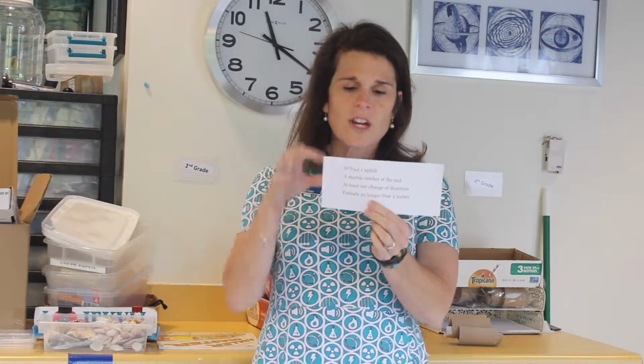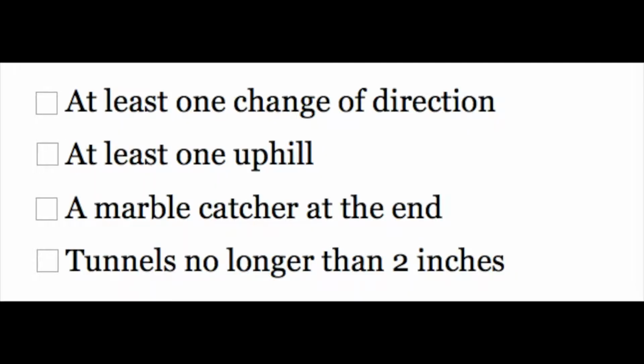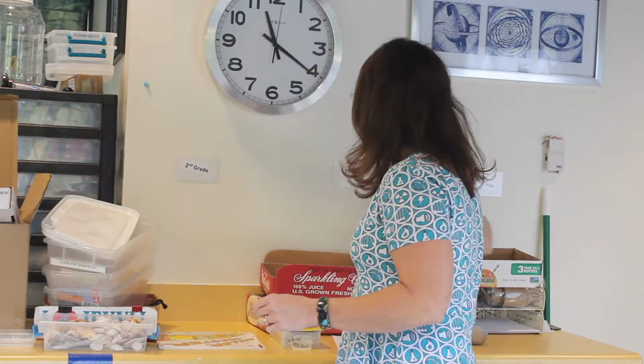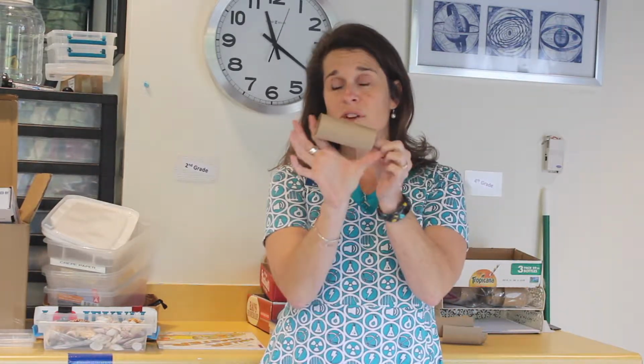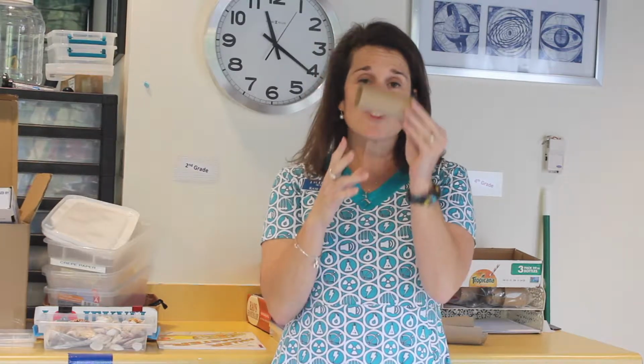And I do give the kids a checklist of things that they need to remember. This year's checklist included at least one uphill, a marble catcher at the end, and at least one change of directions. And if they want to use tunnels, I say tunnels shouldn't be any longer than 2 inches. 2 inches ends up being half of a bath tissue tube, so I just keep some of these whole and then just chop them in half with my scissors.